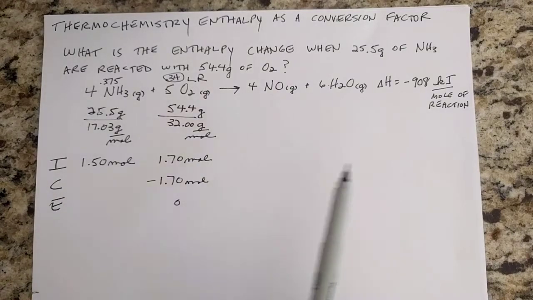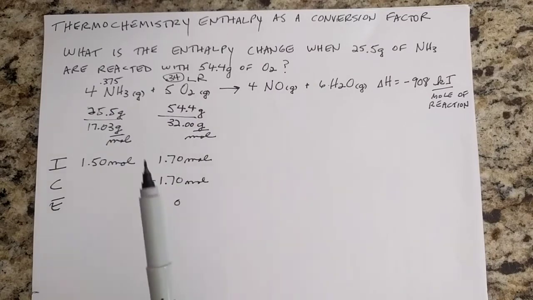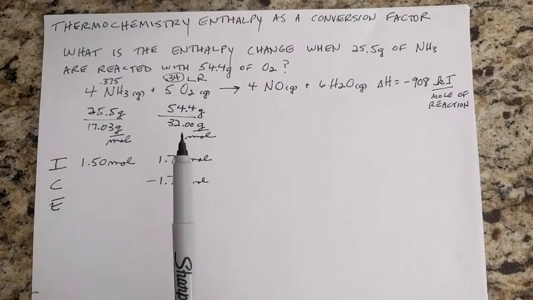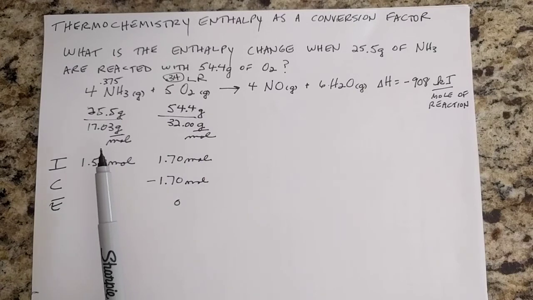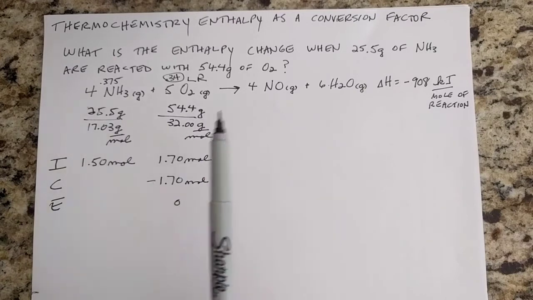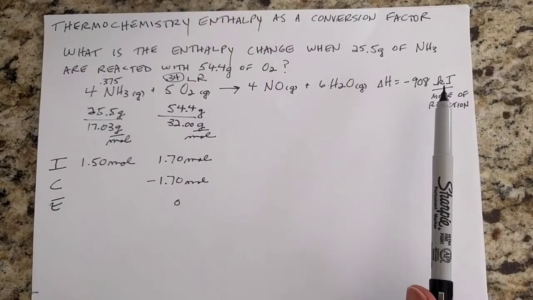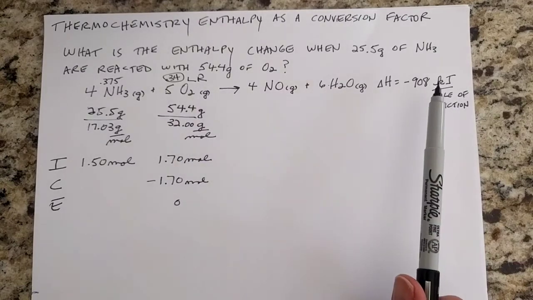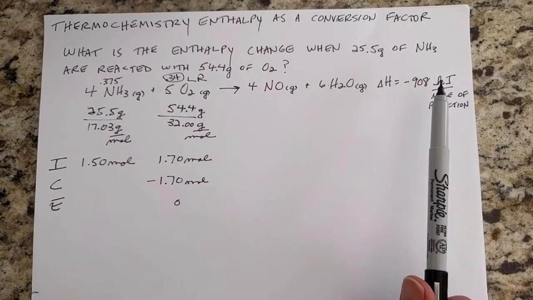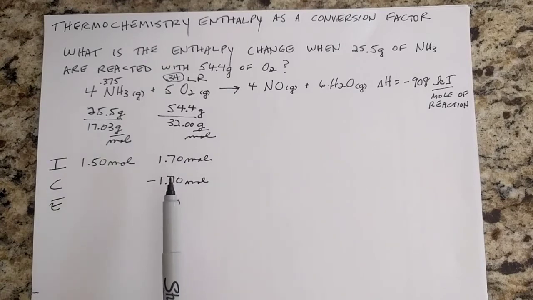Now, I don't need to fill in the rest of the ICE table because the limiting reactant information gives me everything I need to figure out the delta H. Remember that our limiting reactant controls everything. It controls how much of the other reactant or reactants get used up, and it controls the amount of products that get formed. So now I know how much heat is released for every 5 moles of O2. I need to figure out how much heat is released for 1.70 moles of O2.